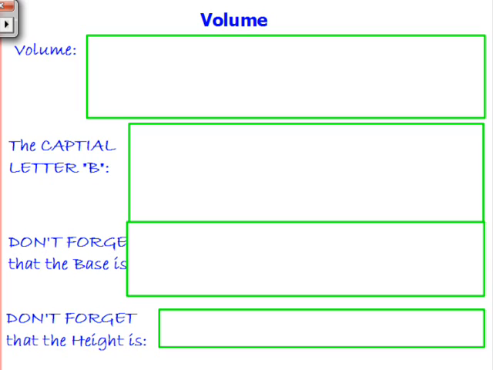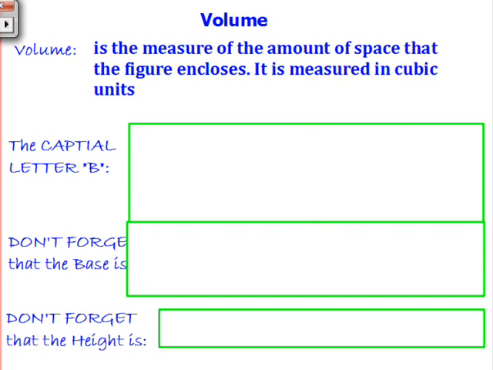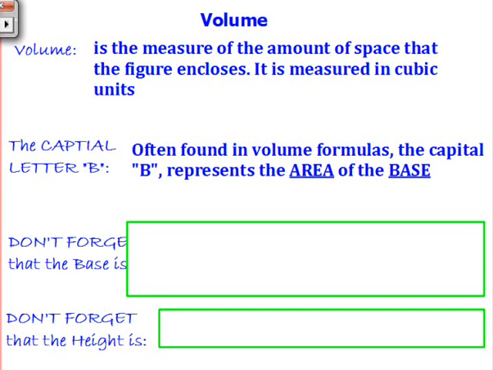We're going to look at volume of three-dimensional shapes. Some quick reminders as to what volume is. Volume is the measure of the amount of space that a figure encloses, and it's measured in cubic units. The capital letter B, which is spelled out on your formula sheet, is often found in volume formulas. The capital letter B represents the area of the base.